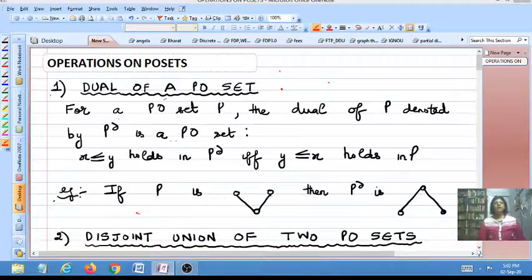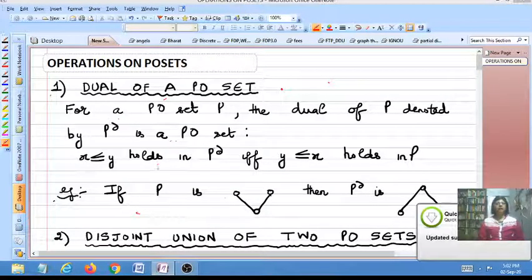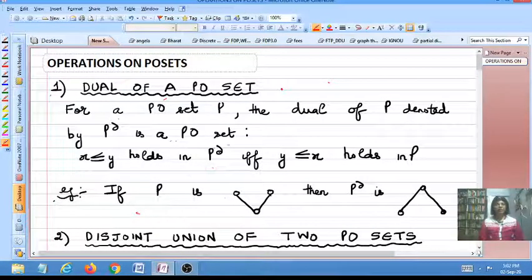Hello students, in this video lecture I am going to discuss a few operations on PO sets. Now the first operation that I am going to discuss on a given PO set is the dual of a PO set. Now the question is, how do you define a dual of a PO set?